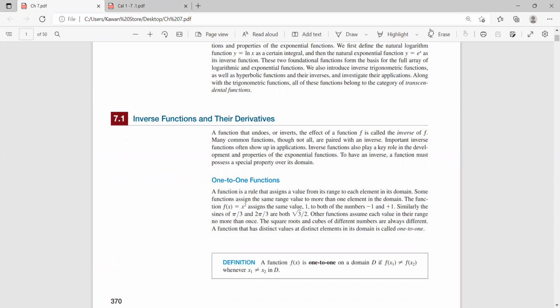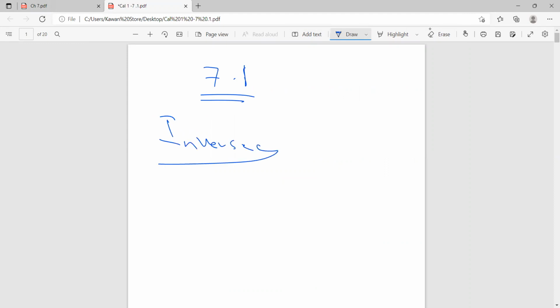So your objective here is to answer these questions together. At the beginning, we have 7.1. In 7.1, we are going to talk about the inverse of a function. So what's the inverse of a function?